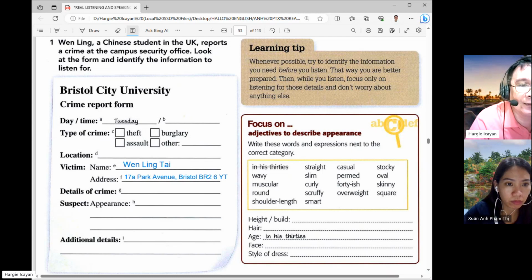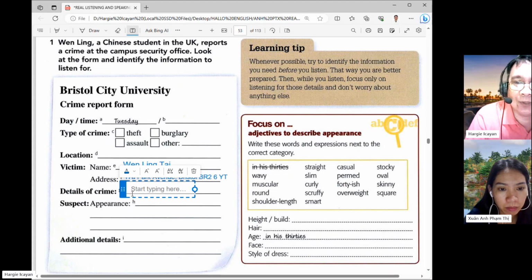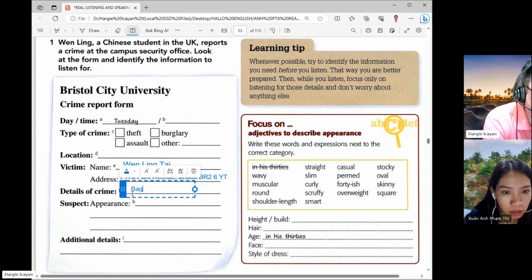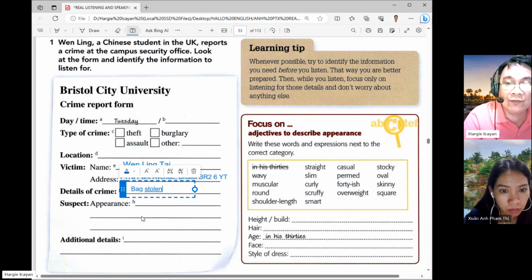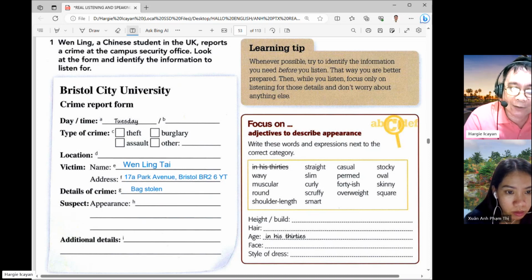Okay. So what was stolen? My bag. So according to the police, what was stolen? Her bag. Yes. So the bag has been stolen. So that's the details of the crime. Okay. And then let's continue.